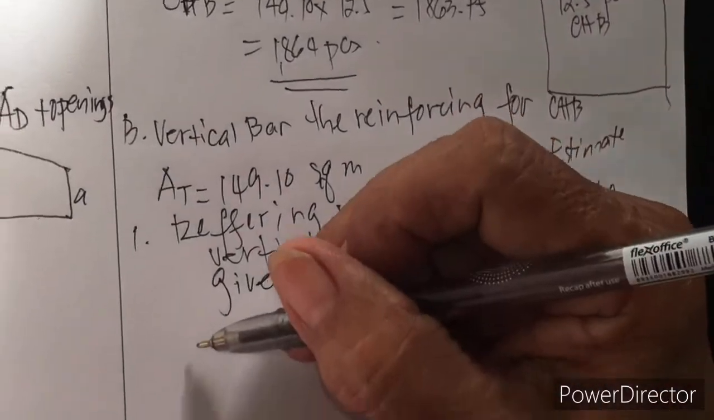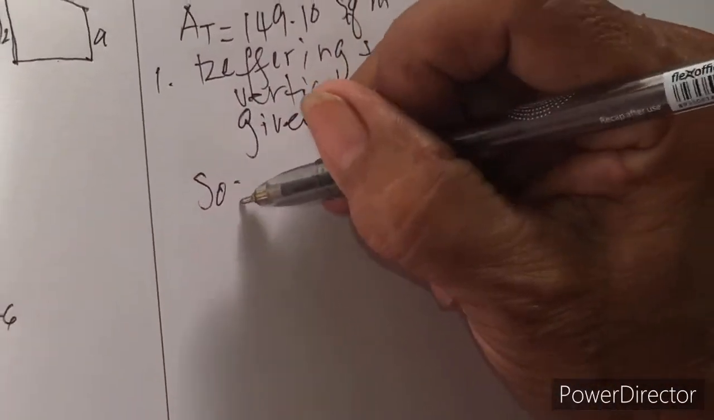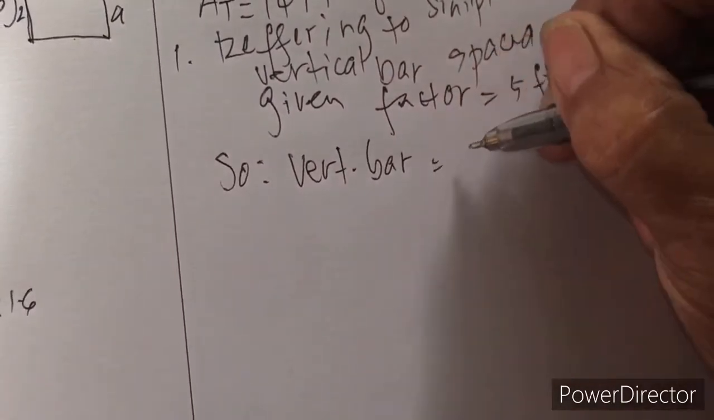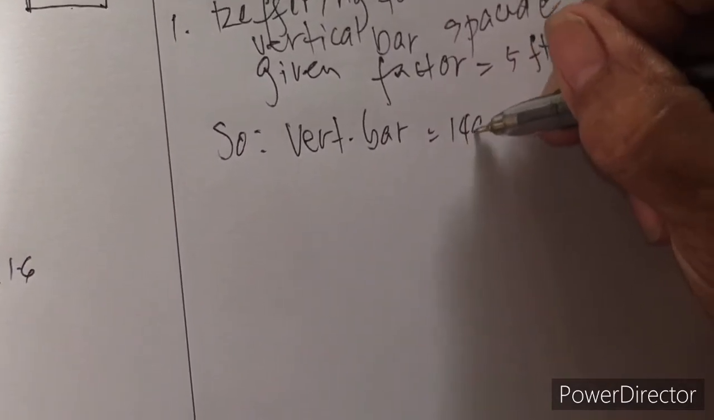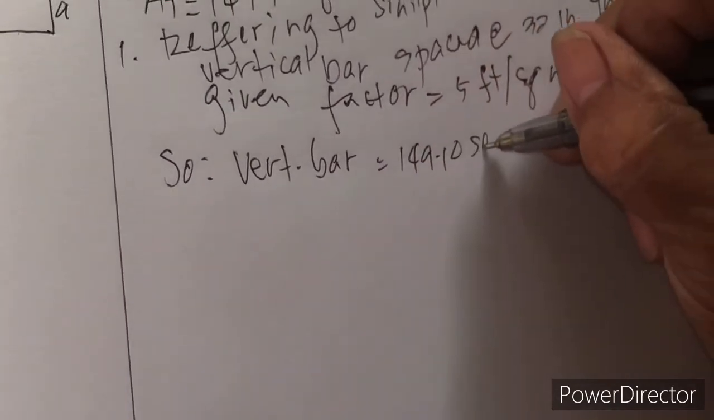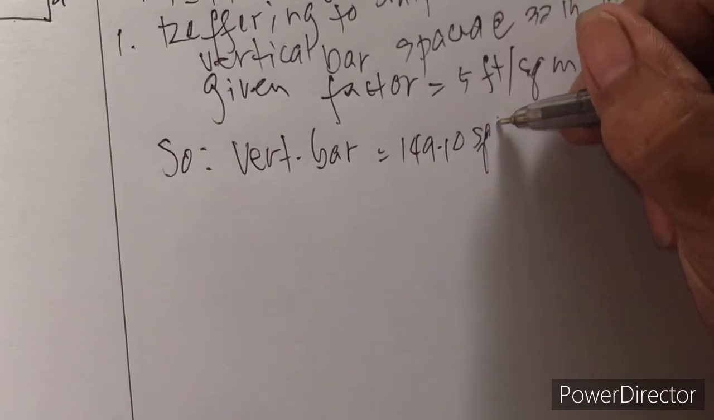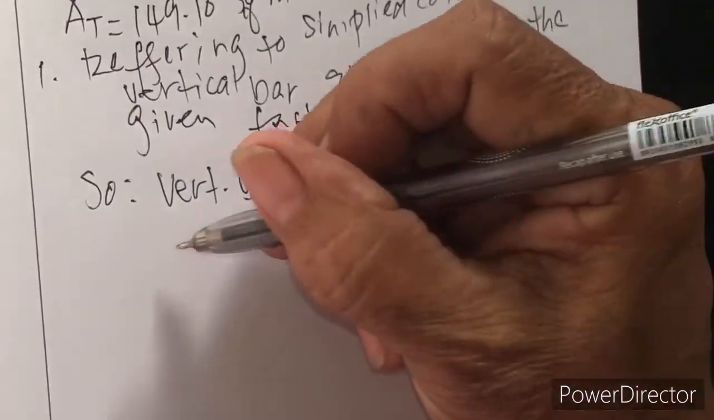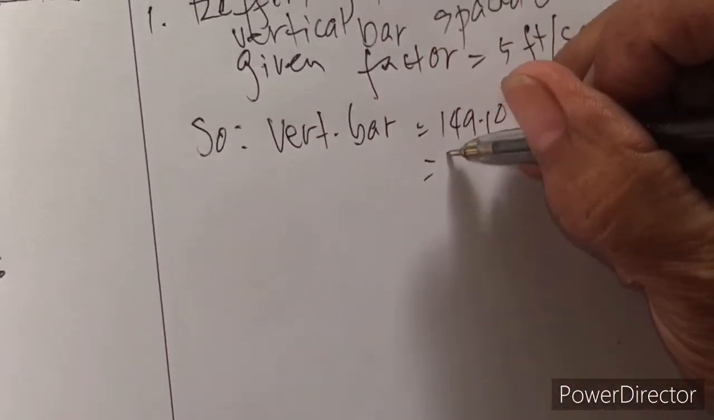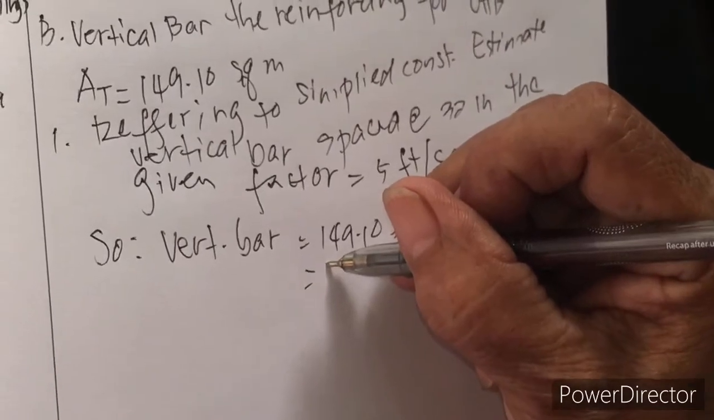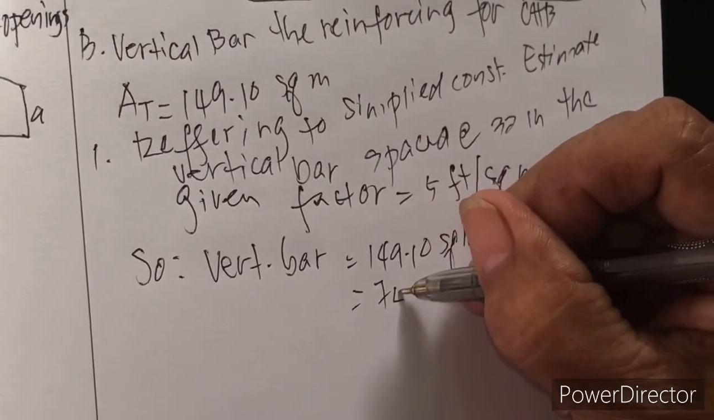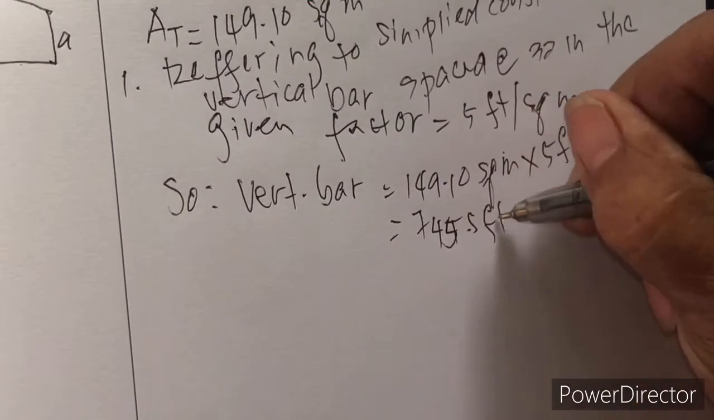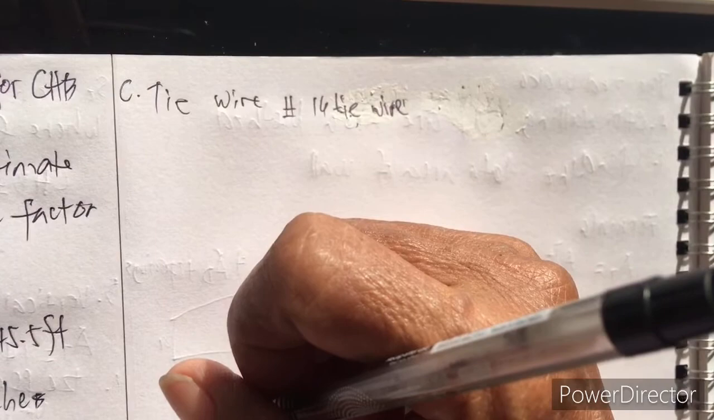So vertical bar equals 149.10 square meter times 5 feet. So the vertical bar equals 745.5 feet. We are going now to tie wire.